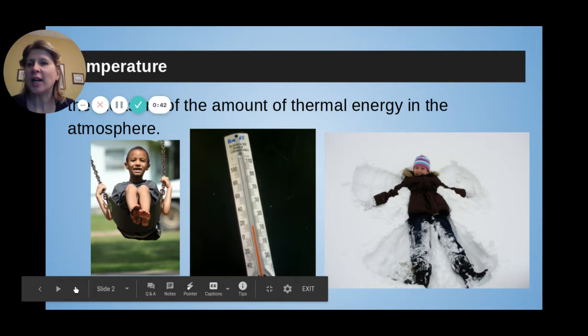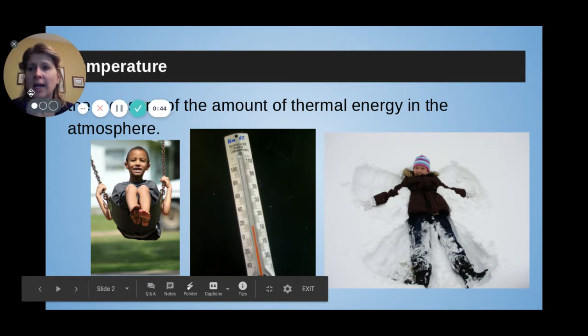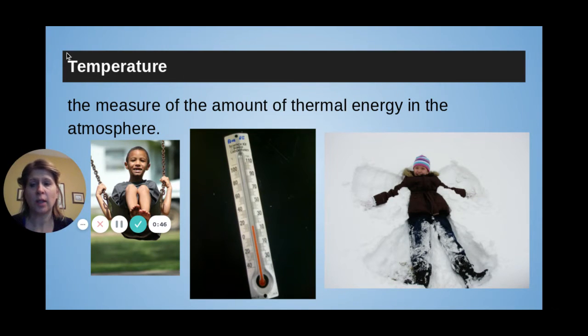All right, the first concept that we're going to be looking at are some skills and things that we look at for weather. And the first one is temperature. We know a lot about that, especially this time of year. As well as with the COVID, we're taking measurements of everybody's temperature as well. But what is temperature when you're thinking about it? Temperature is the measure of the amount of thermal energy in the atmosphere.